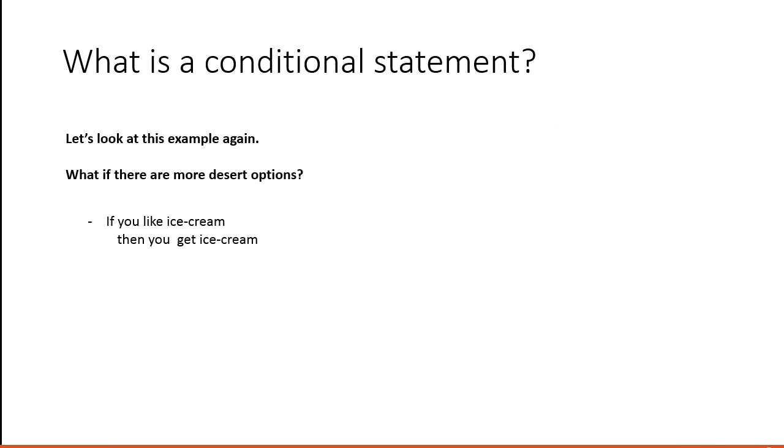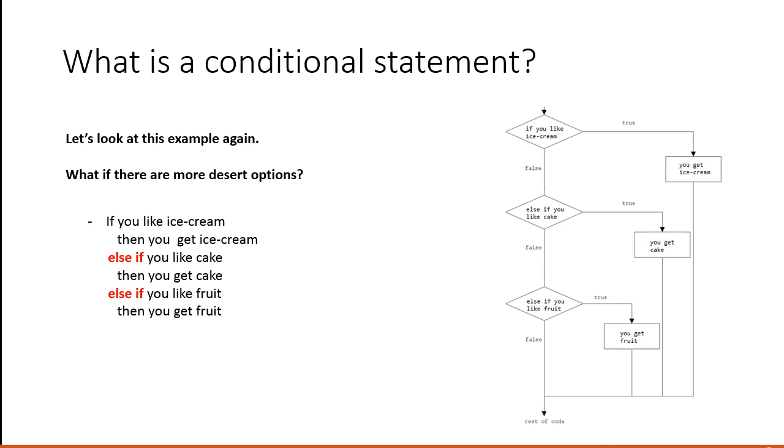What if there are more than one dessert option? If you like ice cream, then you get ice cream. Else, if you like cake, then you get cake. Else, if you like fruit, then you get fruit. So again, these flow diagrams you'll come across, and they're helpful when you're trying to code out some more complicated problems. But the idea here is that if you like ice cream, I'm then going to give you ice cream. Notice, if you say, I like ice cream, I'm not going to ask you if you like cake or if you like fruit. I'm simply going to go down to the bottom and continue on.